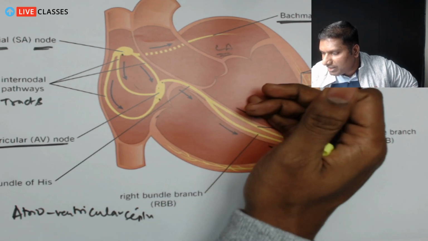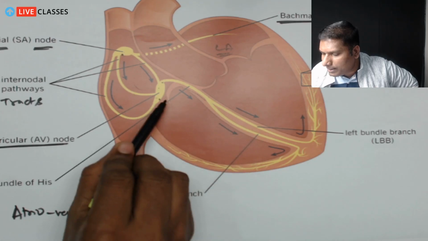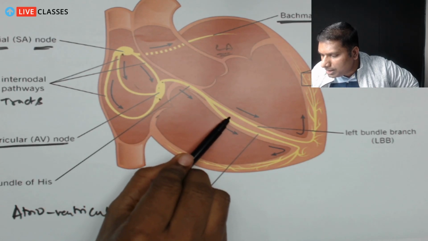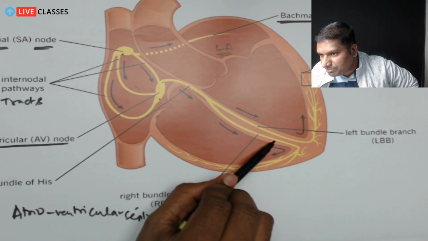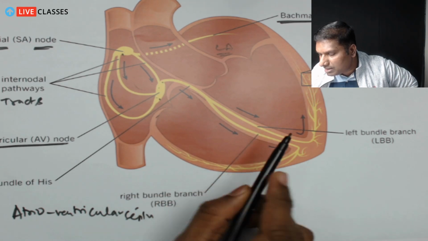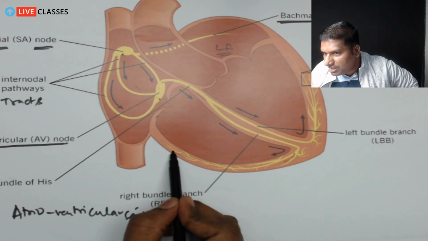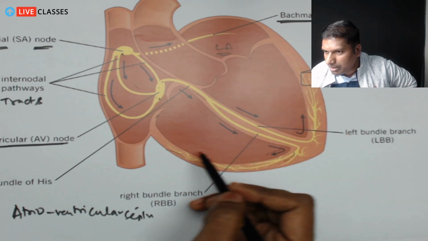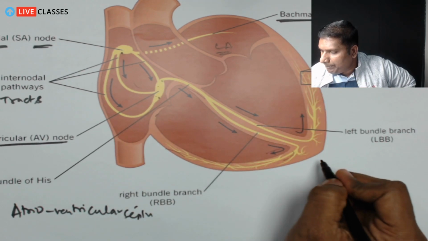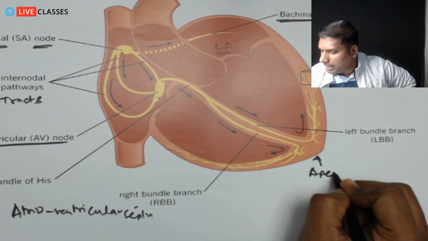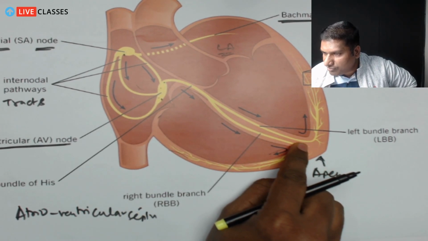Okay, interventricular septum, the septum between two ventricles. It moves through the interventricular septum, and then you see the nerve fibers extending all the way to the apex of the heart. This is called the apex of the heart.